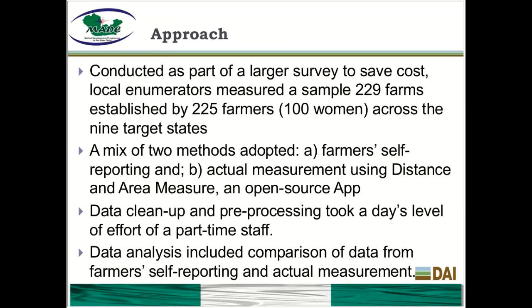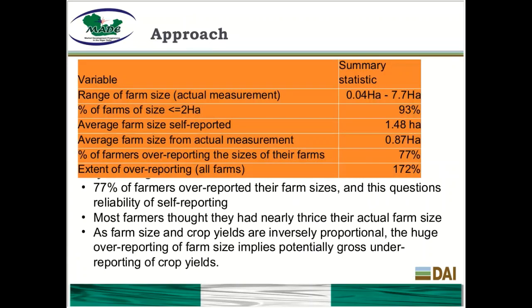It took about a day's level of effort to clean up the data, particularly looking at conversion, ensuring the units are uniform, and then we did analysis trying to compare the data from farmer self-reporting with actual measurements. We had some very interesting findings which are important for us in terms of looking at crop yields. Overall, we saw that these farms are relatively small. Up to 93% of the farmers that we interviewed reported farm size within 2 hectares.